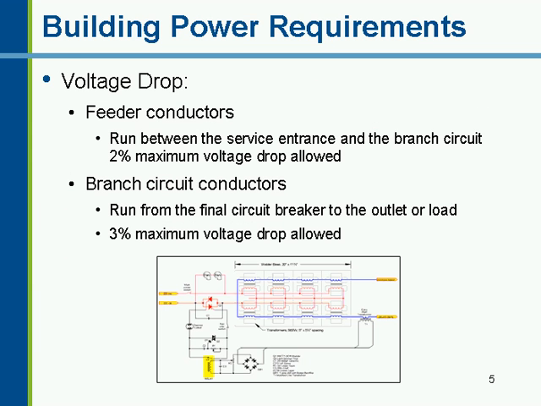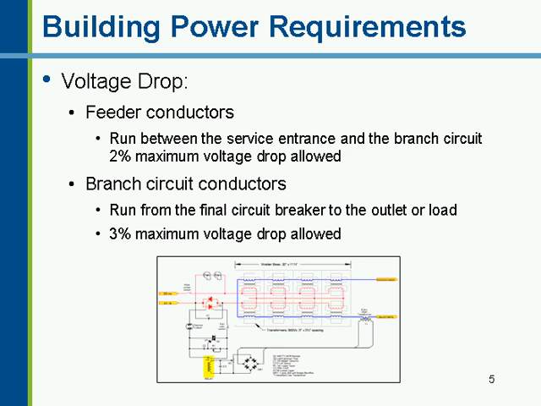So we're going to look at the lighting and power requirements. The power requirements are fairly simple and straightforward, so let's dispense with those first. The major requirement for the power section is on voltage drop. For your feeder conductors that run between your service entrance and the branch circuit, there's a requirement that they have a maximum 2% voltage drop.